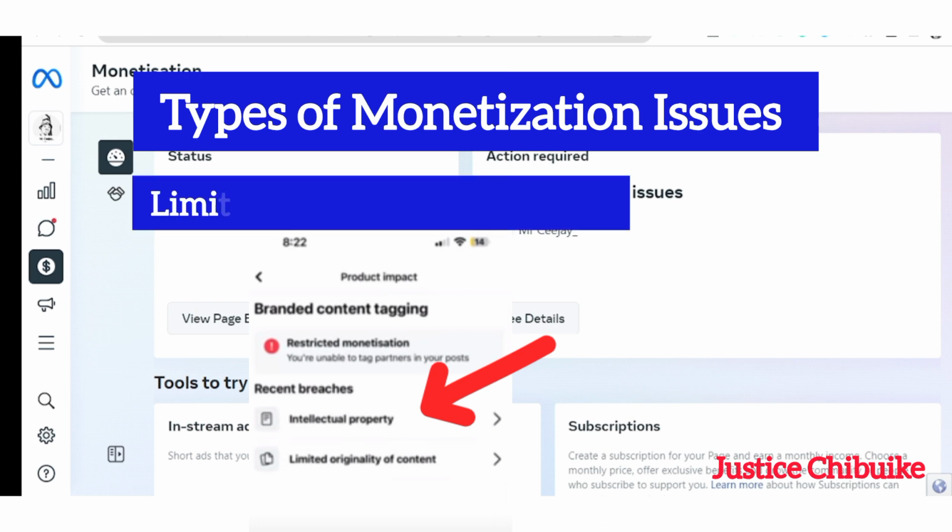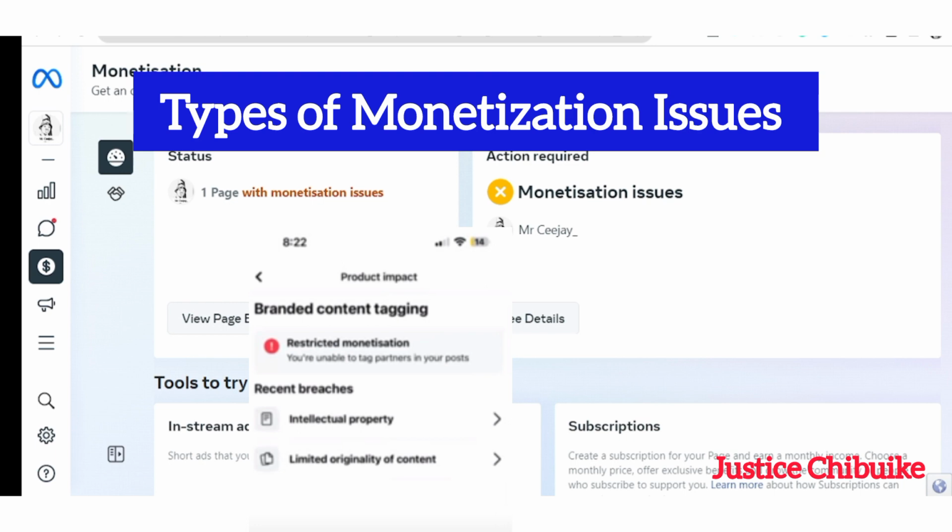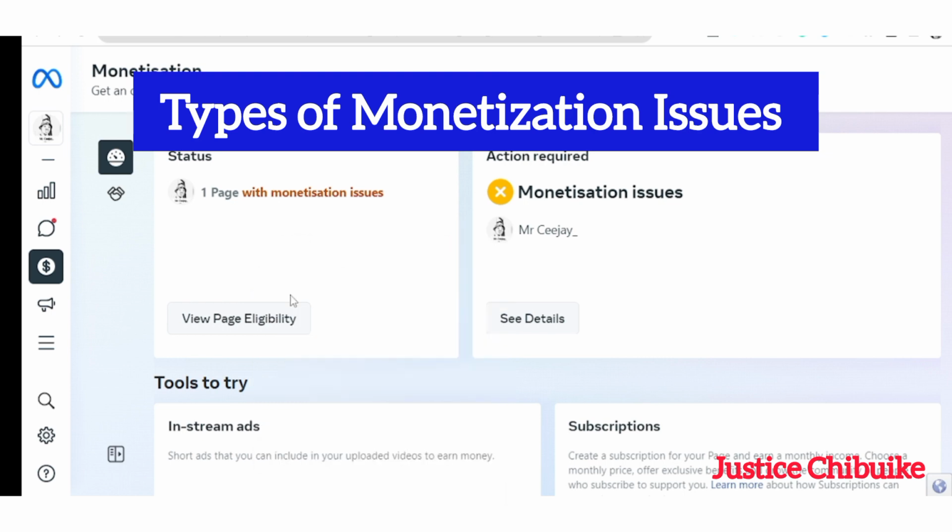We have the limited originality of content. Here, Facebook is simply telling you that you did not add enough value on the content you posted. Let's assume that you are the kind of person that reacts on people's videos. So when you do not add enough value, Facebook is going to come for you and they will slam you with this kind of monetization issue.